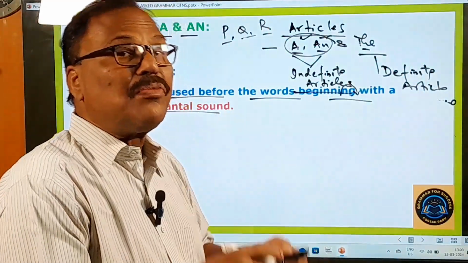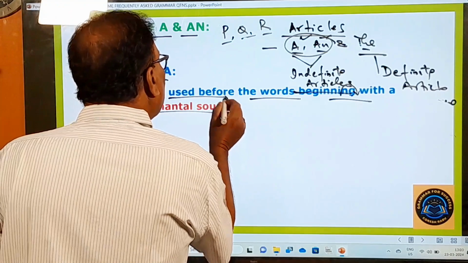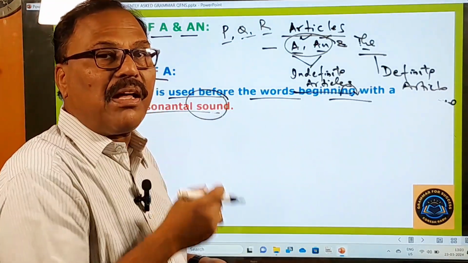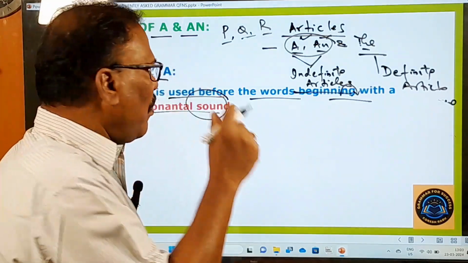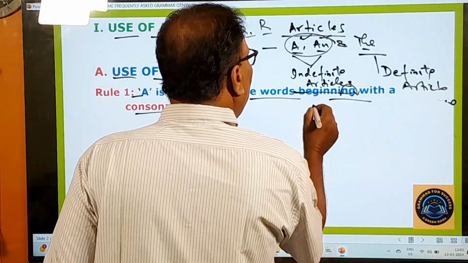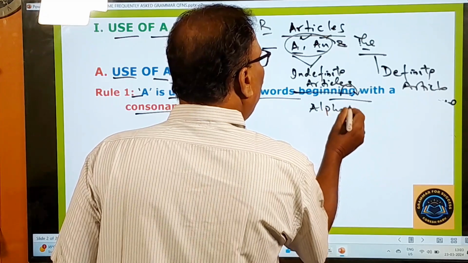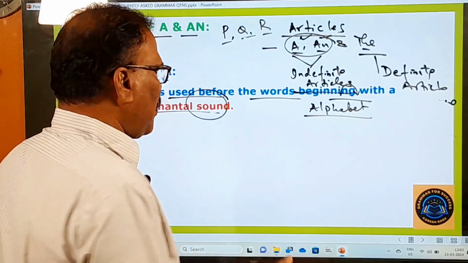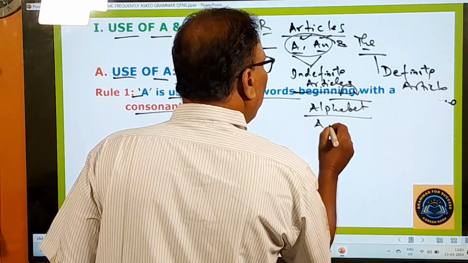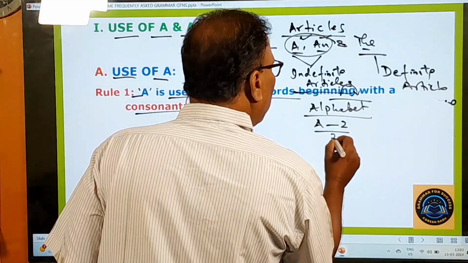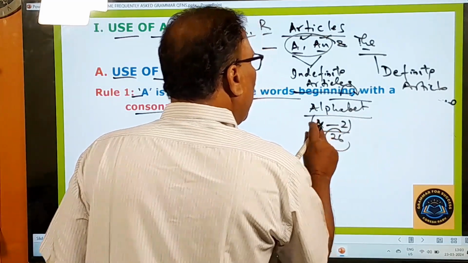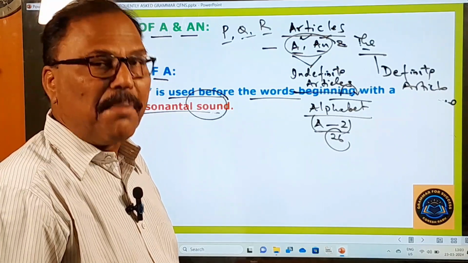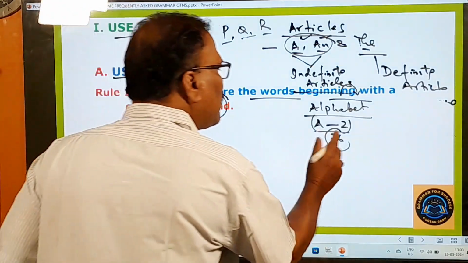Now, since we have come across the word sound here, let us first know about the sound system in the English language. You know very well the English alphabet, meaning the letters in the English language. In the English alphabet, A to Z, we have 26 letters. They are called the English alphabet. Don't say alphabets, but alphabet. And these are 26 in number.